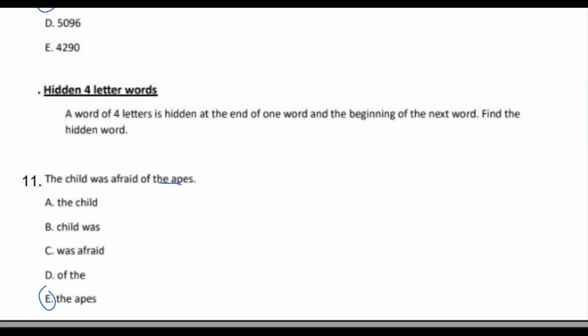The child was afraid of the apes. Your choices are A, the child, B, child was, C, was afraid, D, a V, or E, the apes. The correct answer is E, the apes.